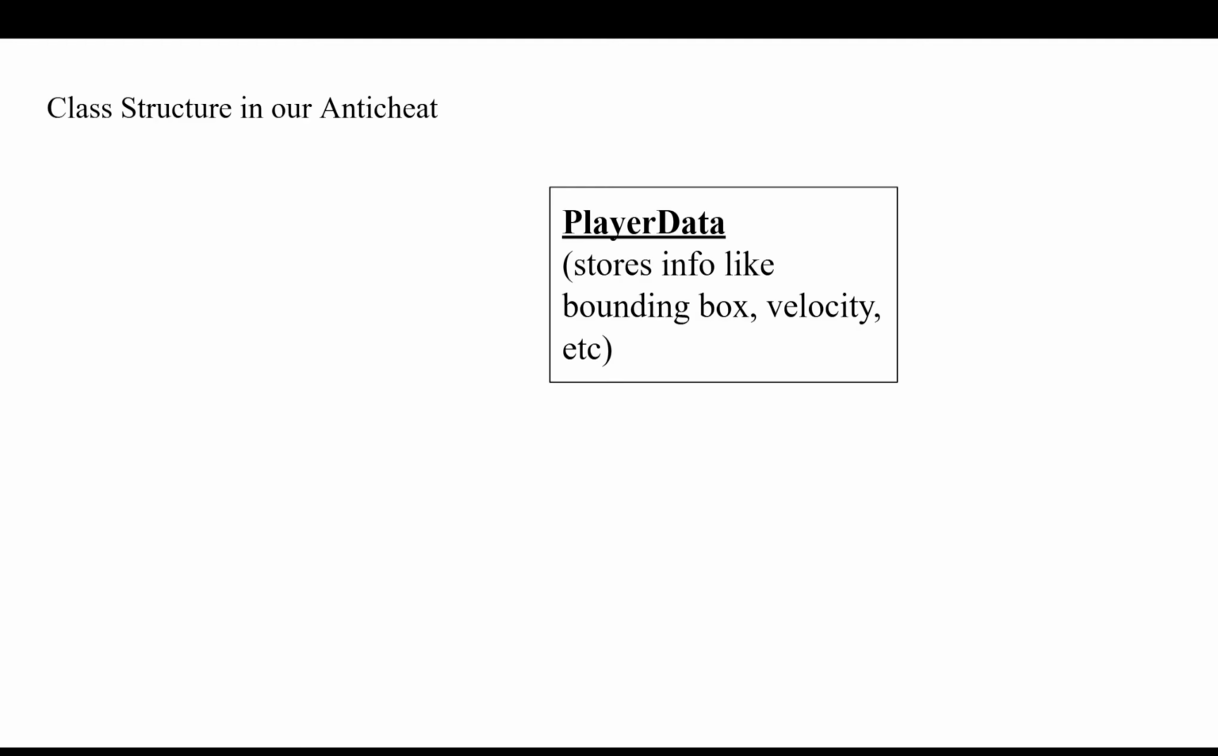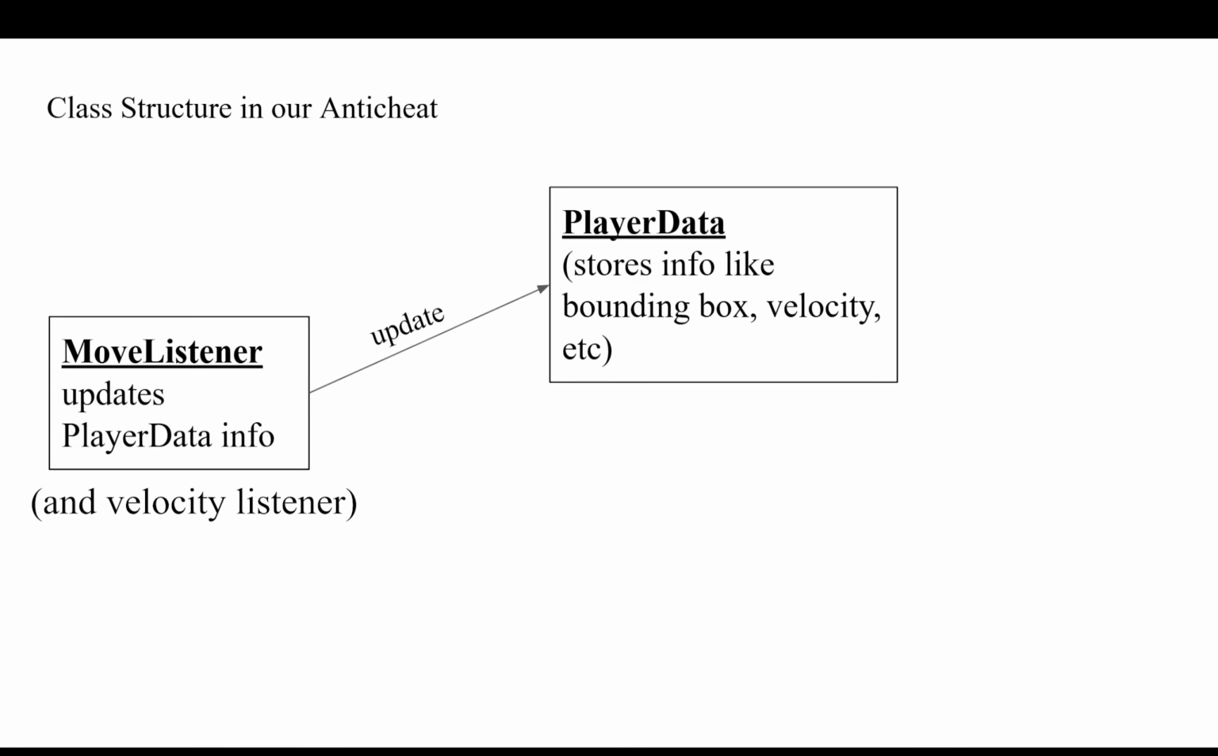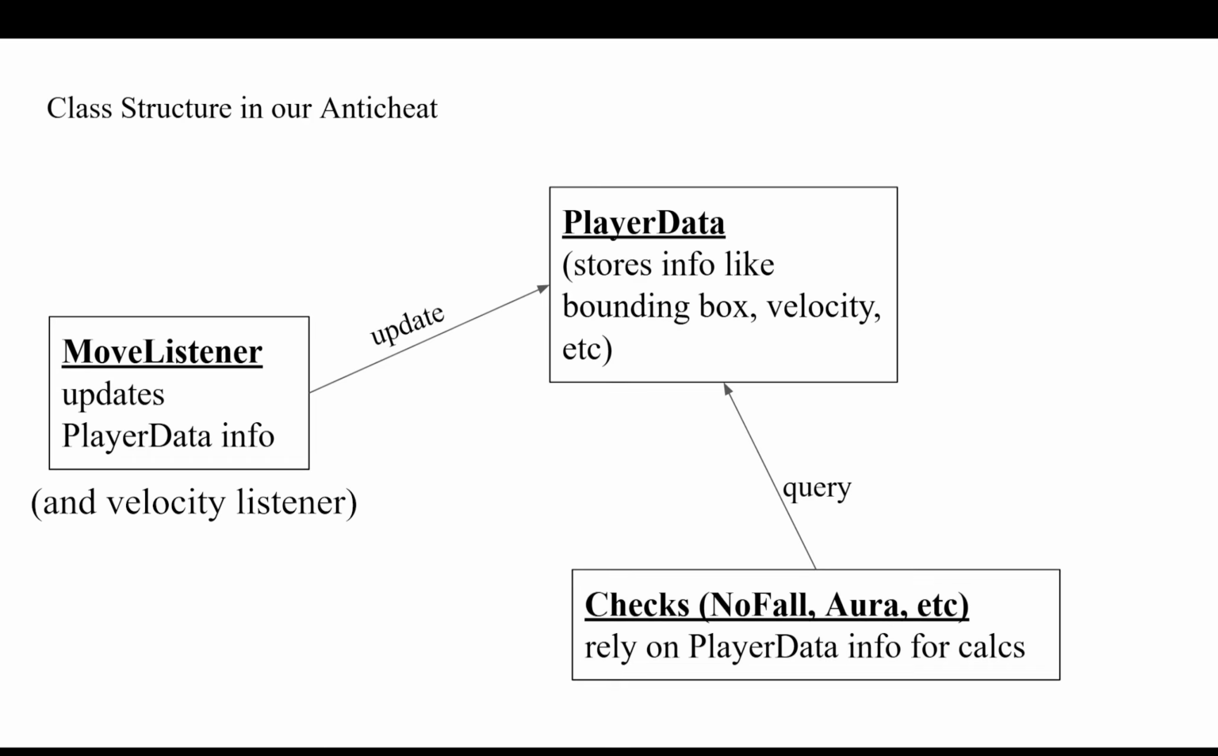As a high-level overview of what the classes in our anti-cheat are doing, the PlayerData class stores important information such as bounding box and velocity states. The move listeners are triggered when the player does things in-game, and it updates the PlayerData information based on what it sees the player doing in the game. Finally, our checks will query the PlayerData information in order to use it in their calculations.